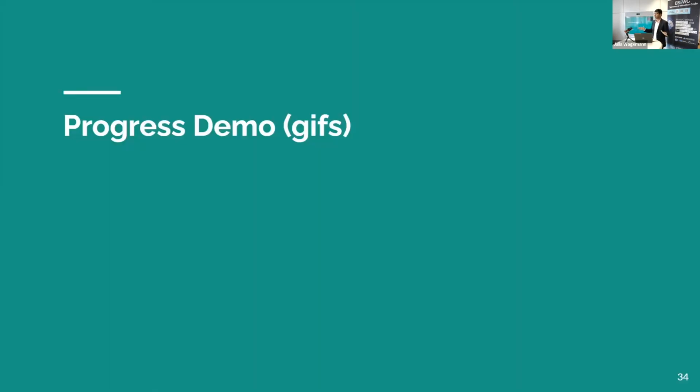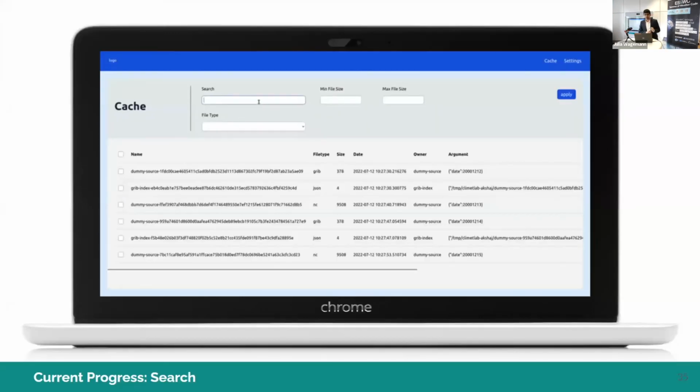All right, so now to the final part of my presentation, where I'm going to show you a demo, GIFs, yes, GIFs. So this is how the search functionality looks. You enter some search terms, you set what file size, for instance, you want to search within. And for all of these, even if a file type is empty, it just goes as empty and then you can search for it.